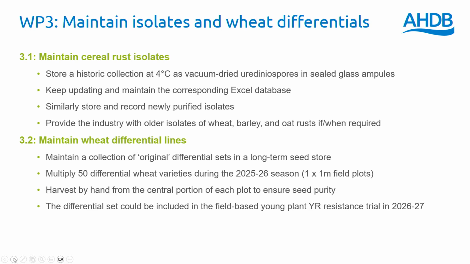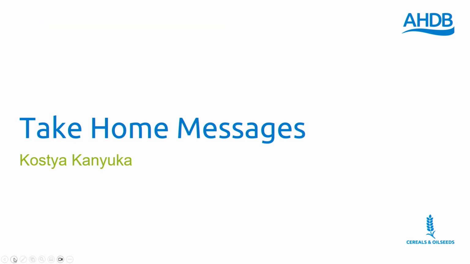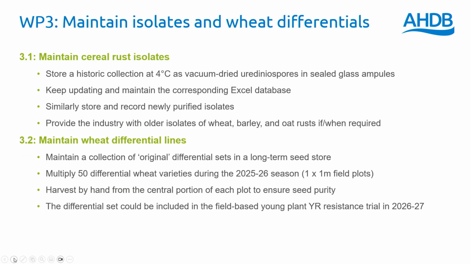Okay, work package 3. This is the smallest work package. It's just maintaining our cereal rust isolates and maintaining differential lines. For the cereal rust isolates, we normally would enter them into our database, and we store all new isolates together with the historic collection in our 4-degree cold room, or in the fridges, as vacuum-dried spores in sealed glass ampules.